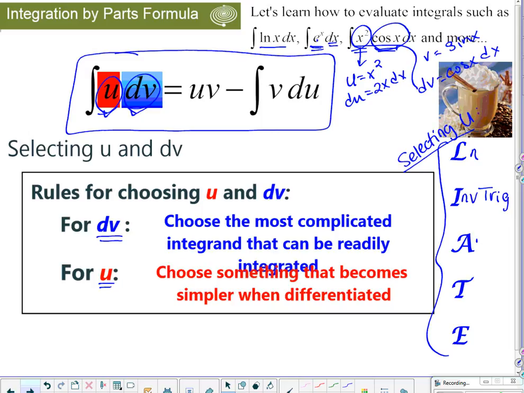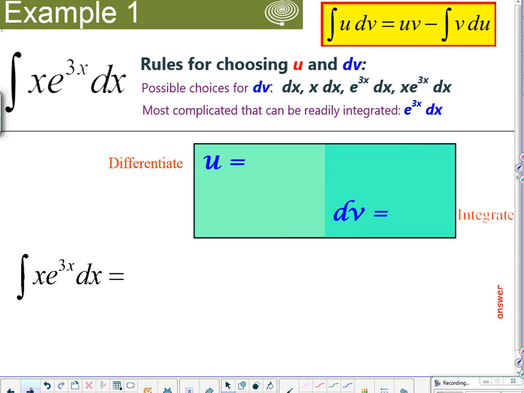And algebraic expressions like polynomials. Trig functions, sine, cosine, tan. And then finally e for exponentials. That gives you some sort of hierarchy in your selection process and maybe will make it a little easier.